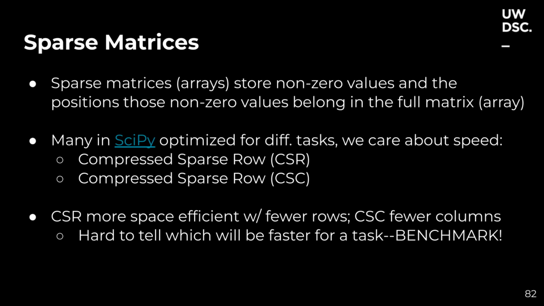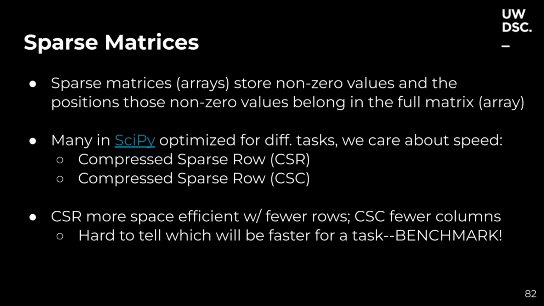I won't go into detail about every single kind of sparse matrix in SciPy. They're all optimized for very different reasons. They all store the information in a very different way, even though they all have the same fundamental property of storing only the non-zero values. We're just going to care about 2 particular kinds of sparse matrices. And these are CSR and CSC: compressed sparse row and compressed sparse column. Copy and paste mistake on the slide.